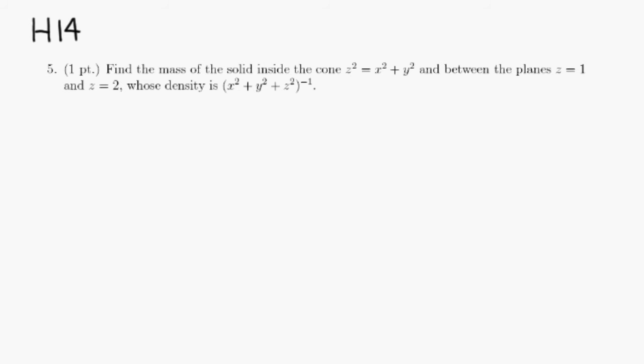Alright, let's look at homework 14, problem number 5. We want to find the mass of the solid inside the cone z squared equals x squared plus y squared, between the planes z equals 1 and z equals 2. The density is 1 over x squared plus y squared plus z squared. So let's do that. I'm going to use cylindrical coordinates.